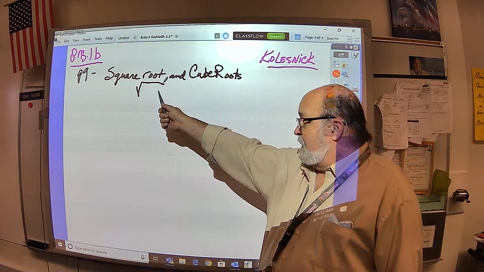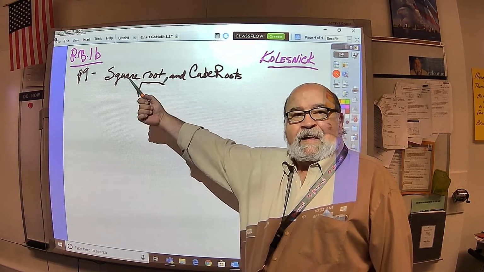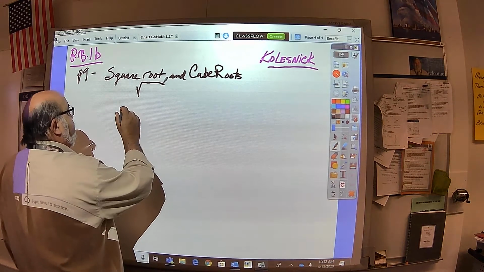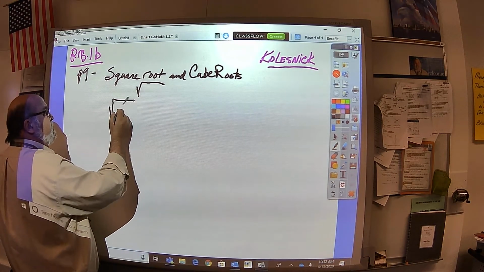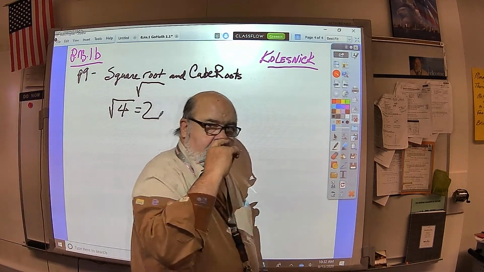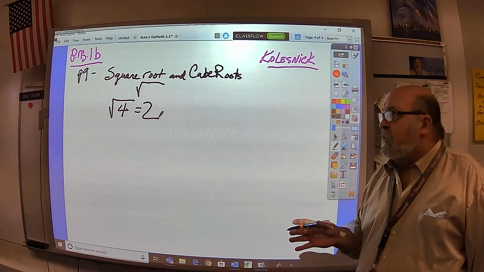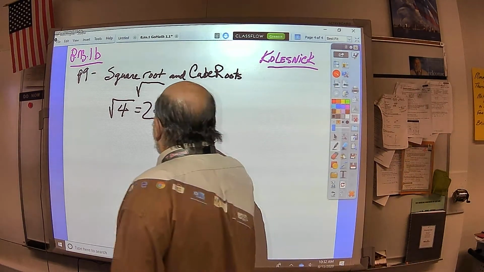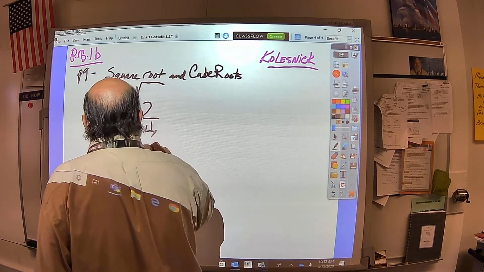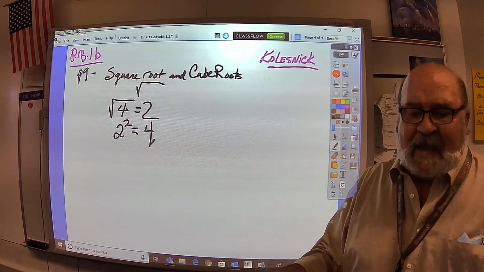Now this means that I can take the value and multiply it times itself to get what I need to get. So basically what we're talking about is the square root of 4 equals 2. 2 times 2 equals 4. That's really all that means. So in other words, 2 squared equals 4. Both of those statements are telling you the same data and information.